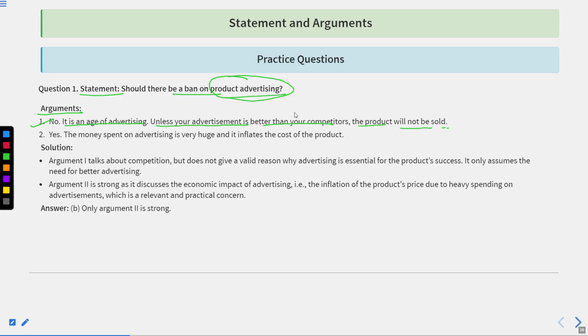Now again, there is what? There is a comparison. Now, the second argument says the money spent on advertising is very huge and inflates the cost of the product. Now, this statement was about a ban on product advertising.